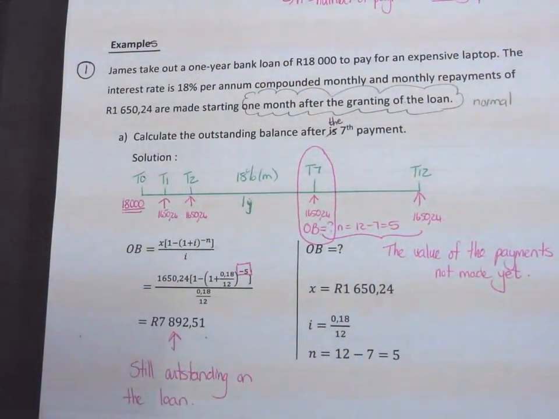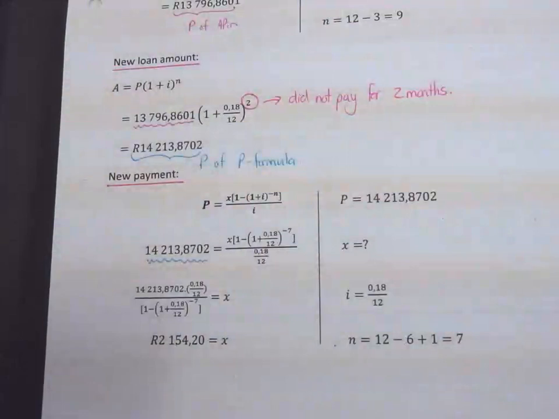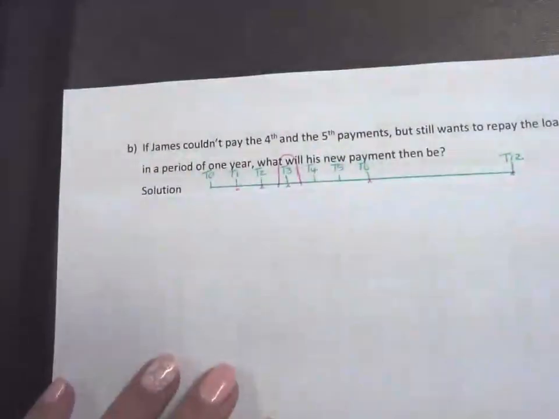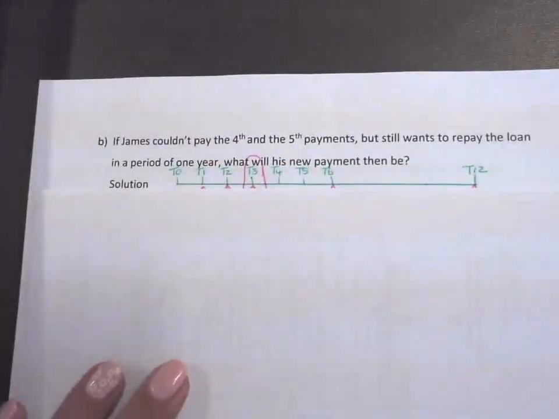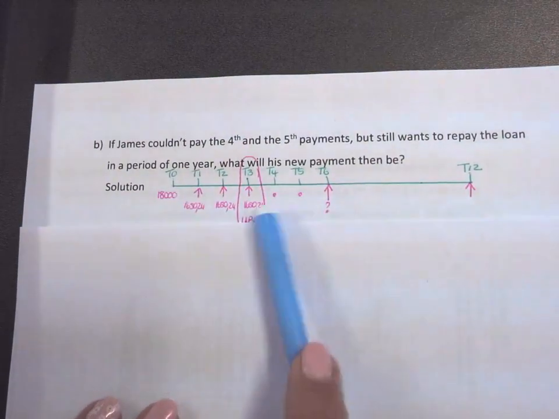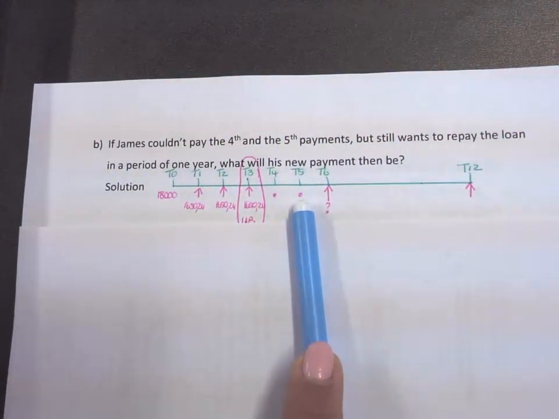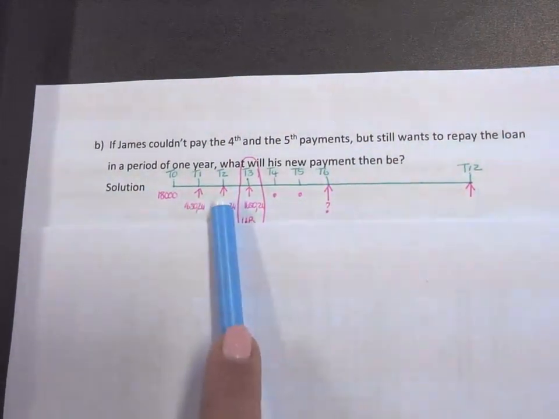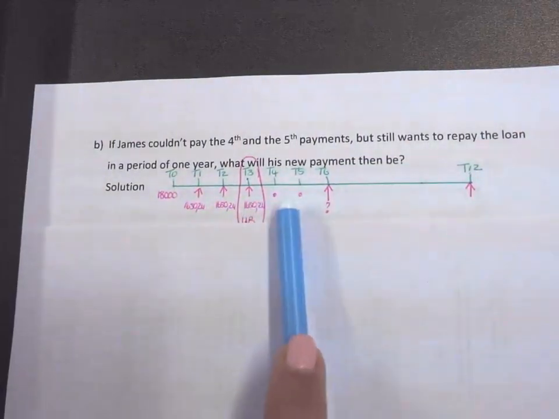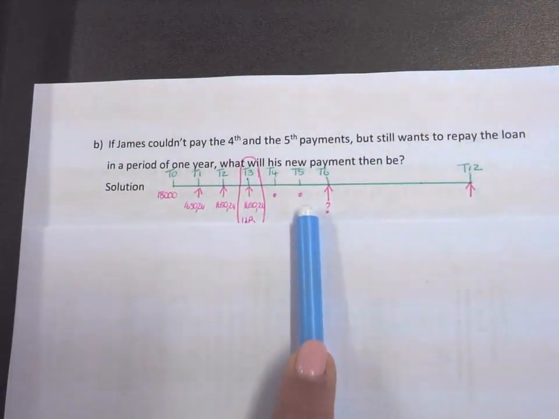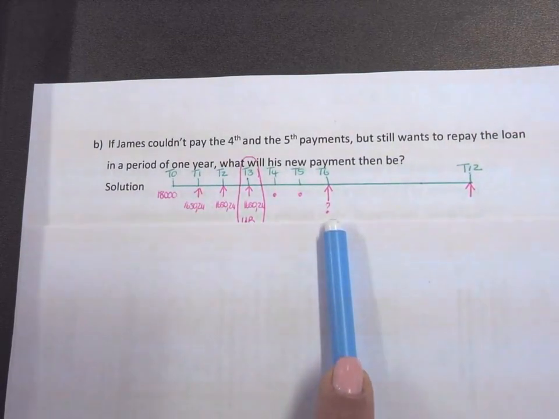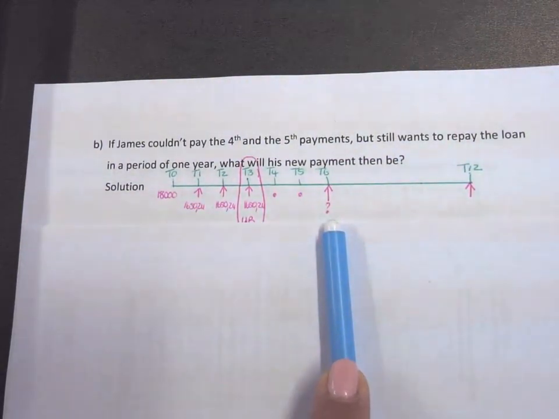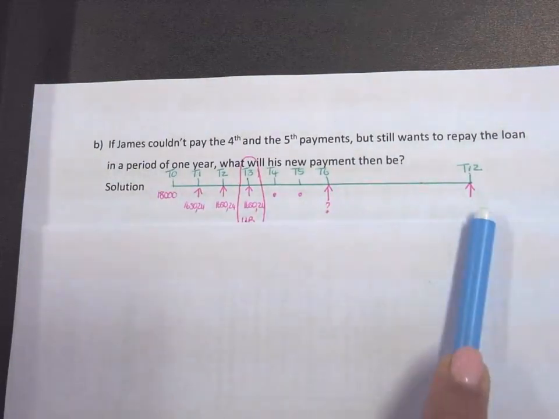Now, the scenario can get a little bit more difficult. So let's say James couldn't pay the 4th and the 5th payment. So he paid number 1, number 2, number 3, but he couldn't pay 4 and 5. And at month 6, he wants to start paying again, but he still wants to finish paying the loan in 12 months' time.